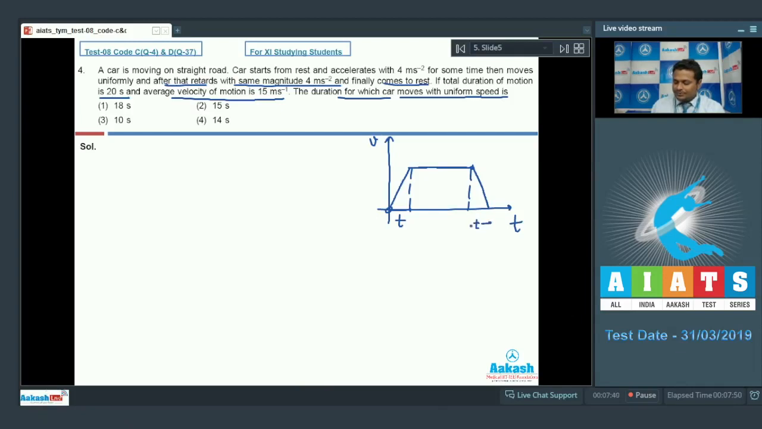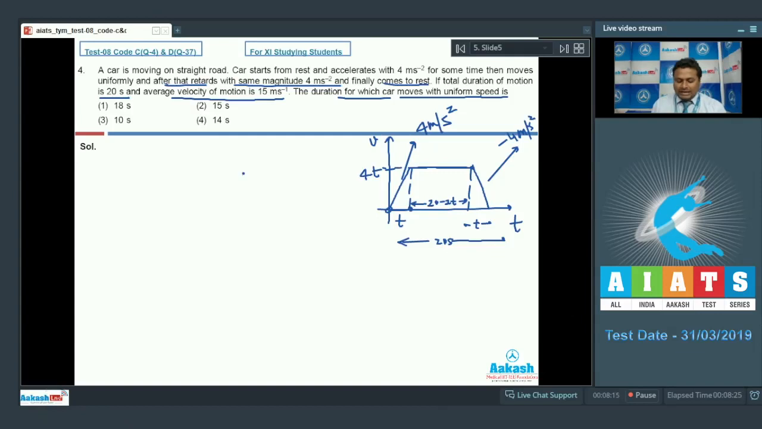t. The total duration is 20 seconds. So we can write the duration for which the car is moving with uniform speed is 20 minus 2t. Acceleration here is 4 meter per second square. Retardation here is minus 4 meter per second square. So if this is time t, this will be 4t.